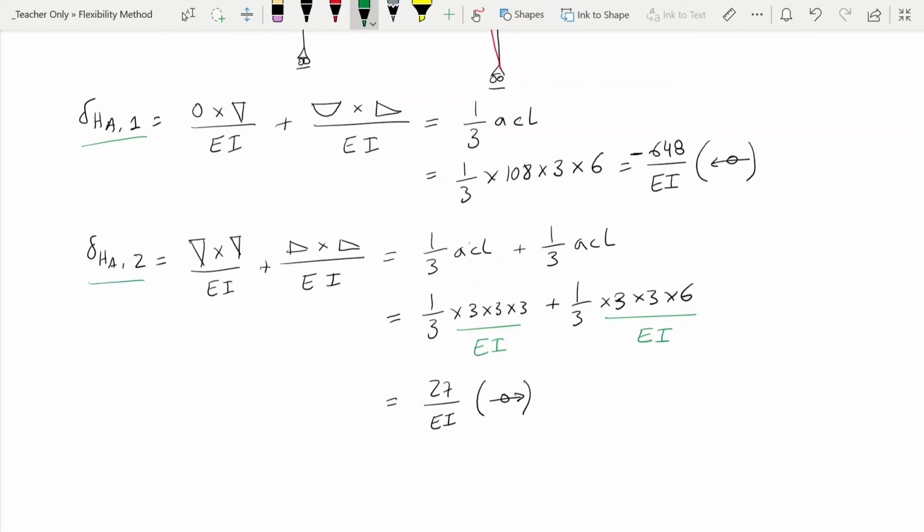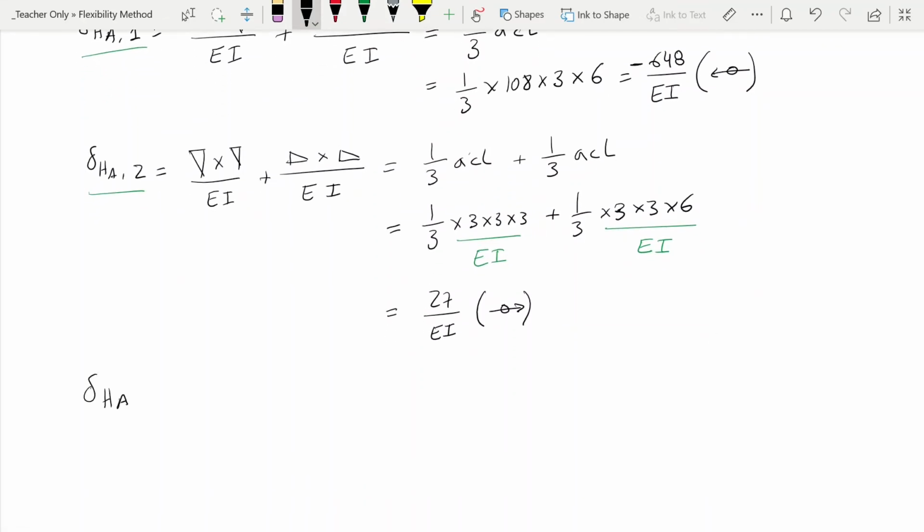and then a unit load of 1 moves it to the right 27 EI. And what is our compatibility equation? Is to say that the actual horizontal displacement at A needs to be 0. And we know that this is nothing more than the 1 from structure 1 plus the 1 from structure 2 times the reaction HA that we're interested in calculating. And this has to be equal to 0.